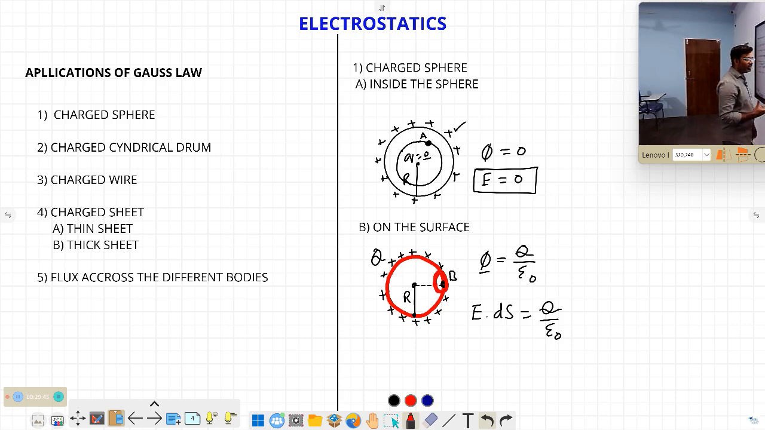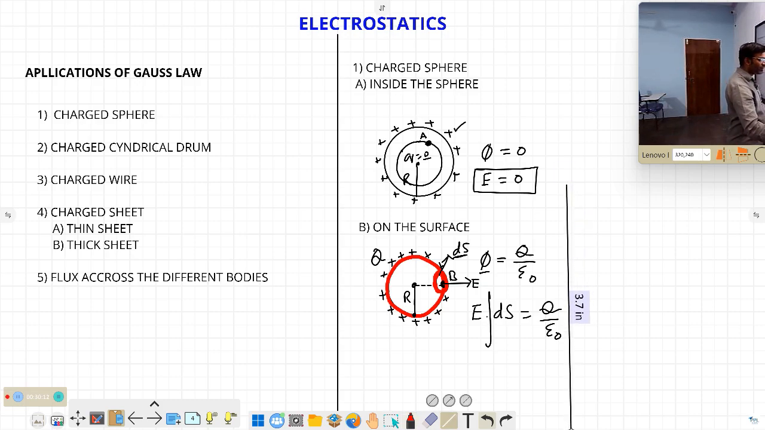This small surface area is called ds. Due to this, the electric field intensity E exists along the normal. Now calculate the electric field intensity due to this small elementary portion, then apply the integration for the complete surface area. So the integral of ds equals Q by epsilon naught. In this case, you have to integrate over the complete surface. So the formula is E into the integral of ds, over the surface S, is equal to Q by epsilon naught.